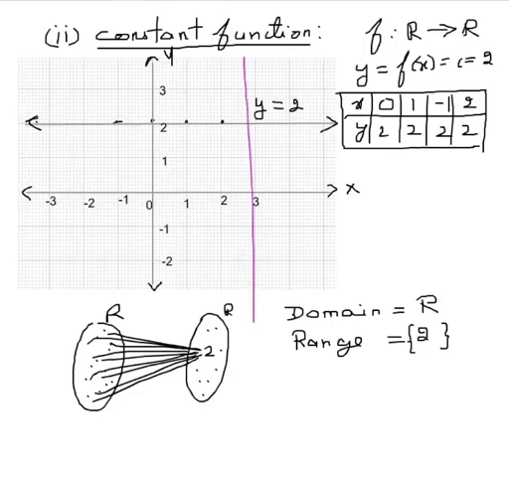Let us do a vertical line check. If you draw a vertical line, if it cuts the graph at only one point, then it is a function. This is called a vertical line check. We can check from the graph by drawing a vertical line. If you draw anywhere, if it crosses the graph at one point, then it is a function.